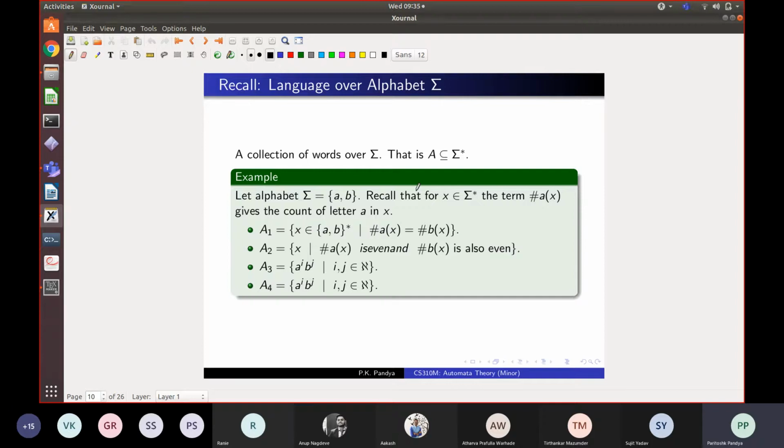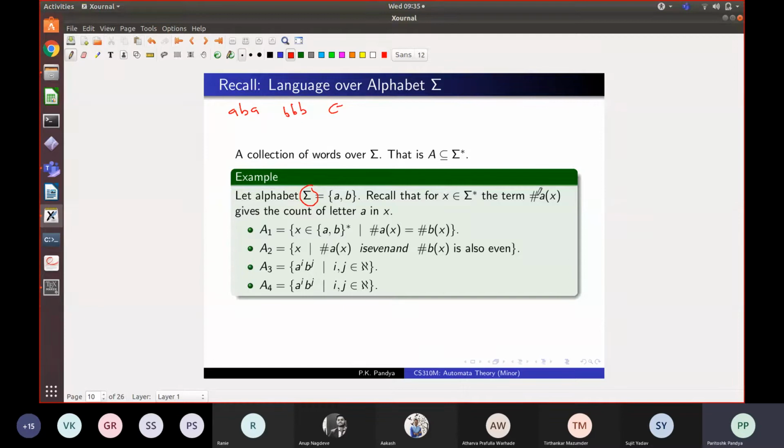So what would be some typical words over this alphabet? Sigma, which is given here, let me put it in red. This is the alphabet sigma. What are some typical words over it? Words like A, B, A, or B, B, B, or even the empty word epsilon. So those are some of the words over this alphabet. And the set of all words over this alphabet is denoted by sigma star for the given alphabet.